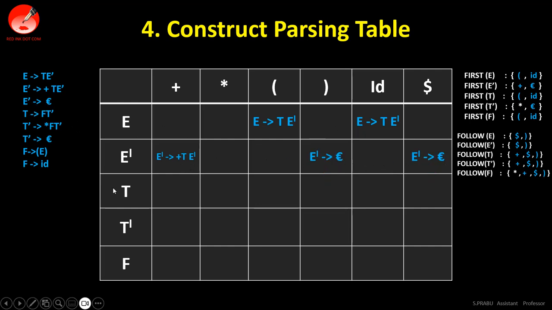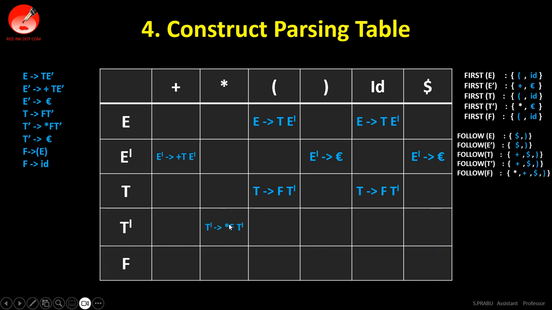Then going to the third row, that is capital T. Capital T has only one rule. Check the first of capital T, open bracket and ID. So you can write T tends to FT dash in these two cells only. Then go to the T dash. T dash first is the asterisk symbol as well as epsilon. So for the asterisk symbol, and for epsilon, you can go to the follow of T dash, plus, dollar, closed bracket. You can also choose these cells also.